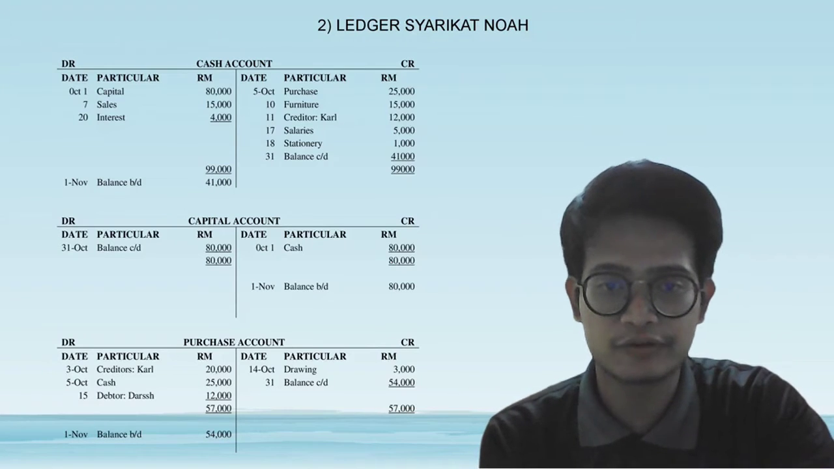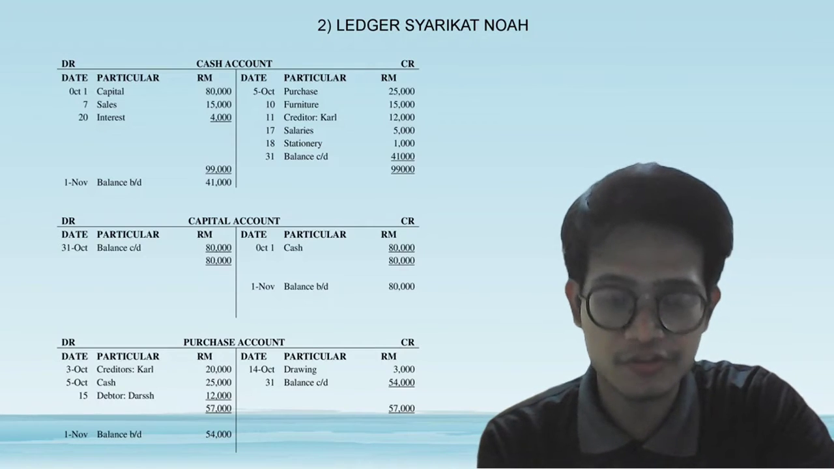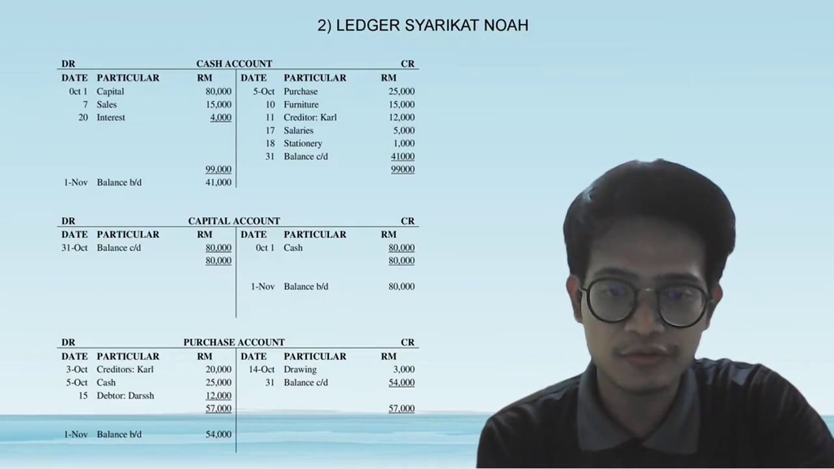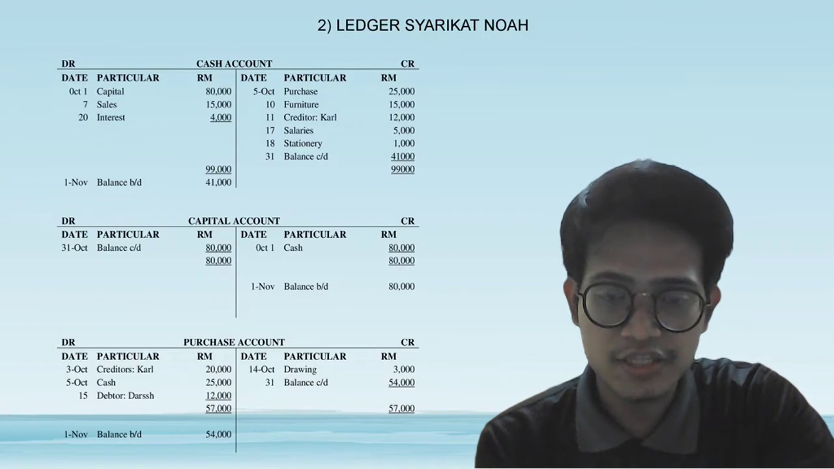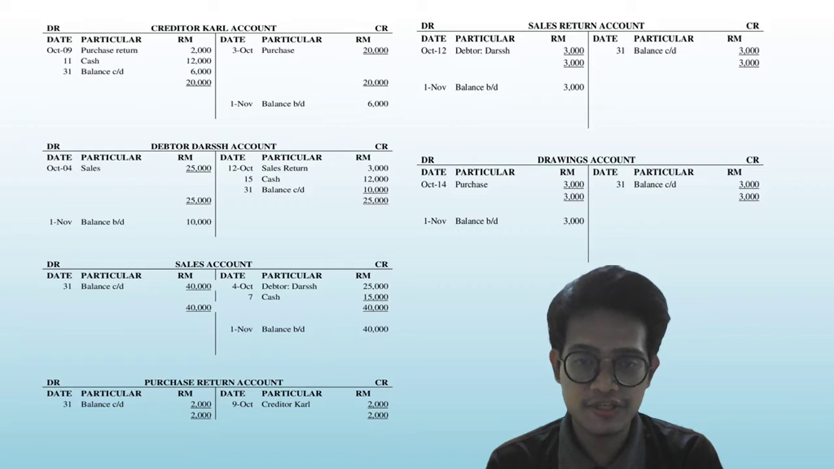For the cash account, the total of balance BD is 41,000. For the capital account, the total of balance BD is 80,000. For the purchase account, the total of balance BD is 54,000. For the creditor car account, the total of balance BD is 6,000. For the debtor dash account, the total of balance BD is 10,000. For the sales account, the total of balance BD is 40,000.